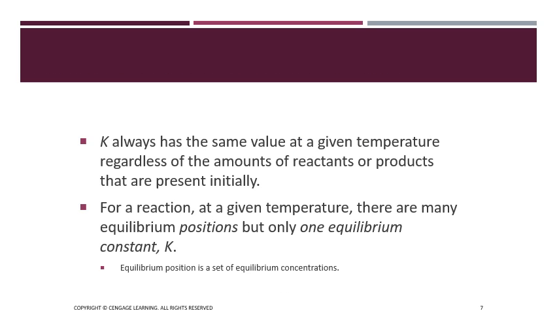When we look at the value for K, K will always be the same for a given temperature regardless of the amount of reactants or products that are present initially. The system will always react in a way that will reestablish the same ratio of reactants to products to allow the value for K to be the same. So again, K will only change with temperature. So you can have millions of equilibrium positions for a particular reaction if it is done at a specific temperature.